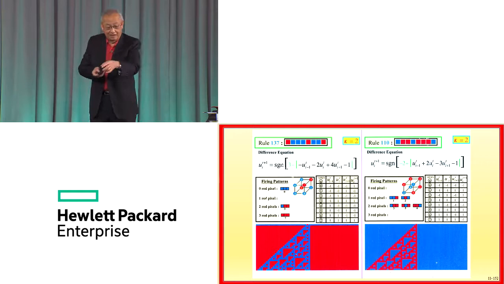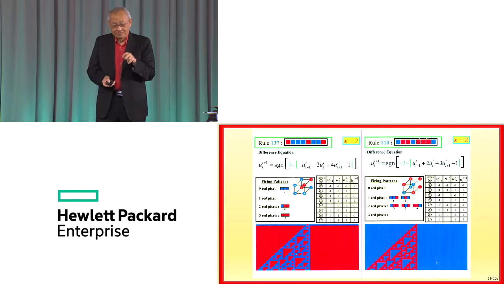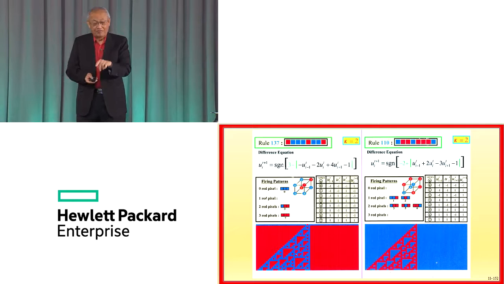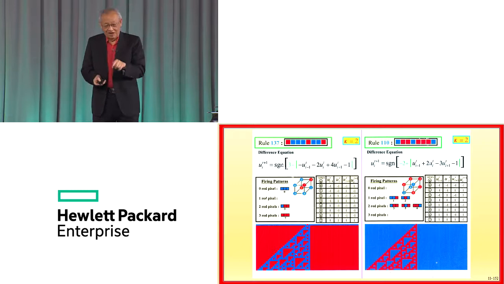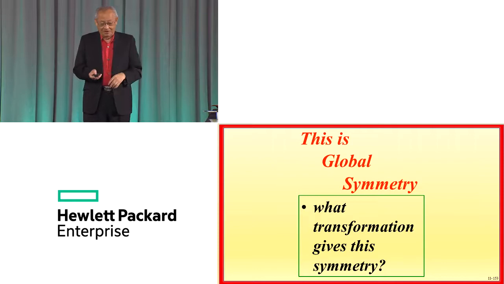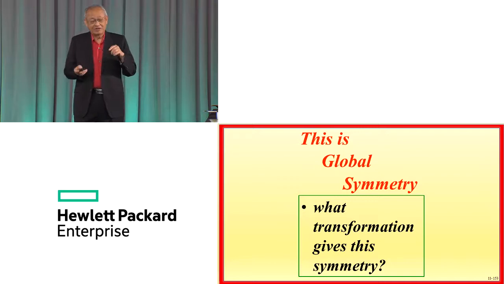So that tells you that there are certain rules or certain operations that will actually give you this global complement if you know how to pick them. The kids will know how to pick them, by the way. So it's that simple. But I won't tell you the secret yet. So this global symmetry, the question is, what transformation gives this global symmetry? Before I give you an answer, I'll tell you that there are other global symmetries.